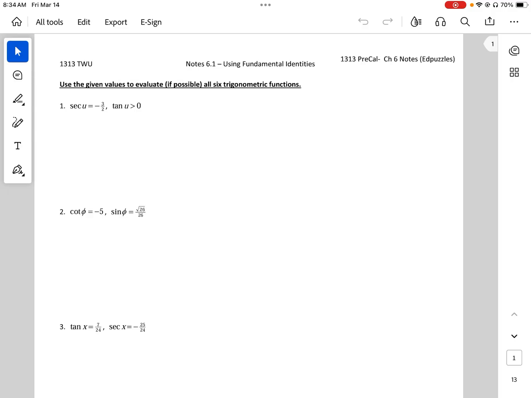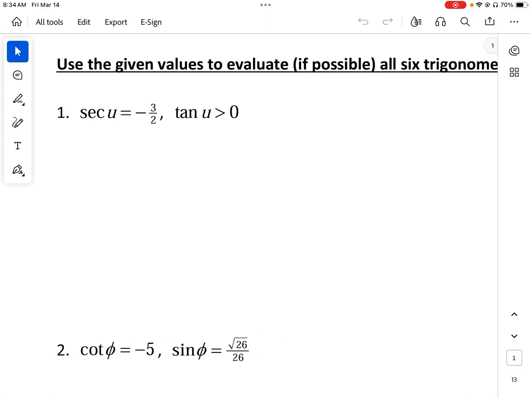We are going to look at identities in this section. So we're going to do a little bit of a review at the beginning. It says use the given values to evaluate, if possible, all 6 trig functions. So let's look at what they've given us.